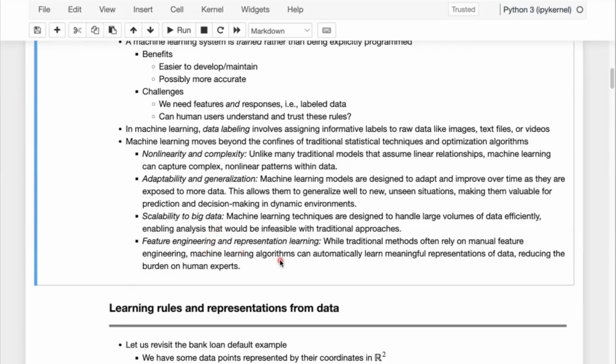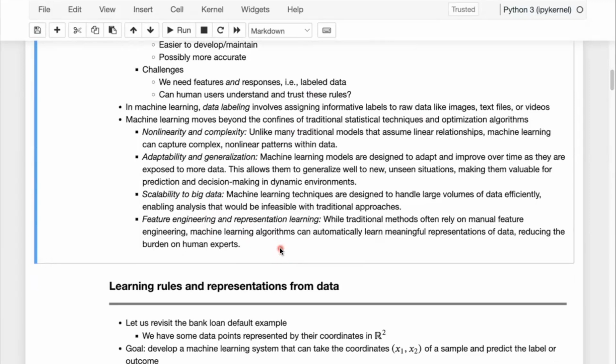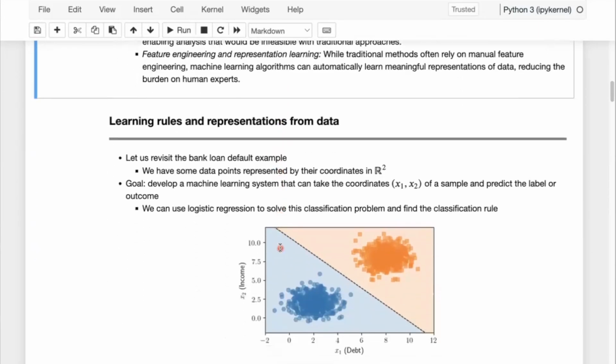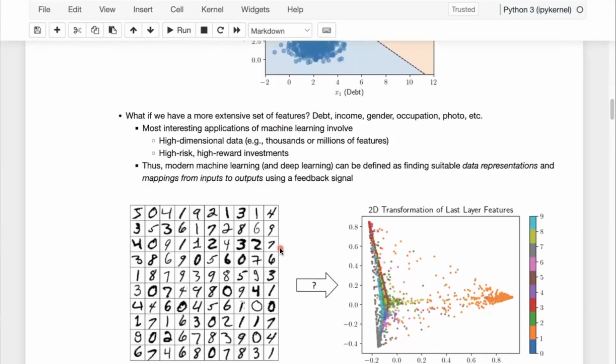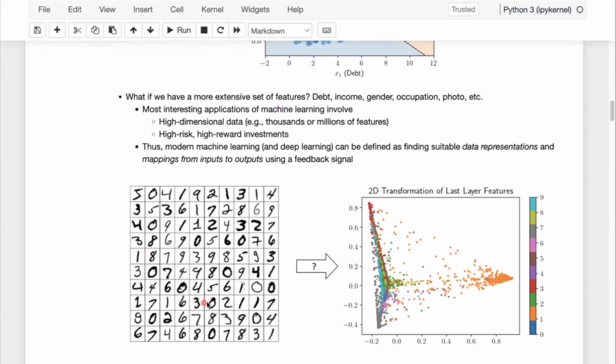And the last thing that we want to mention here is that in modern machine learning, the goal is to be able to provide as many features as we can collect, and we hope that the machine learning system is able to identify important features and also find a meaningful representation of data. What I mean by that is, for example, if we go to this example of what we call the MNIST data set, which is the hello world of machine learning.